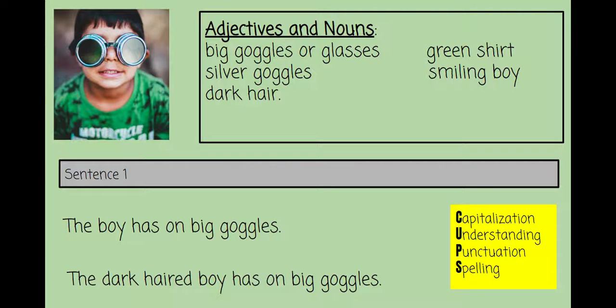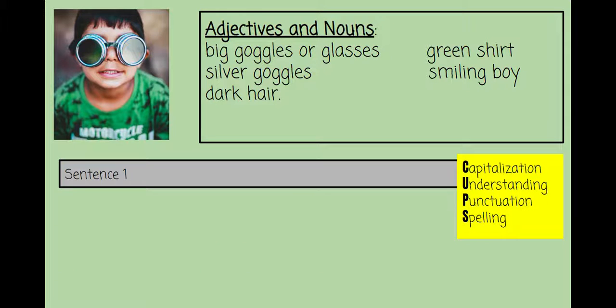If I read my sentence or anyone else comes and reads my sentence, can they understand it? The boy has on big goggles. Yes, they will. Punctuation. Do I have an ending of my sentence? I have a period. And spelling. Everything is spelled correctly. So I will get all 4 points for that sentence because it matched everything. Have the capitalization. You can understand it. There's an ending mark and the spelling is correct. Let's look at one more.